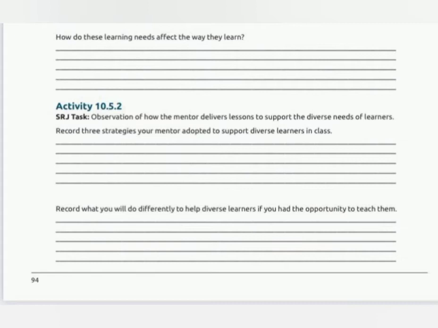What about you? What will you do differently to help diverse learners if you had the opportunity to teach them? So in the next point, write yours down. What you would do differently to help these students with diverse needs in the classroom if you were the one supposed to teach them.